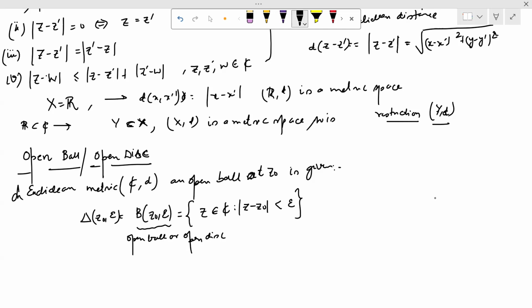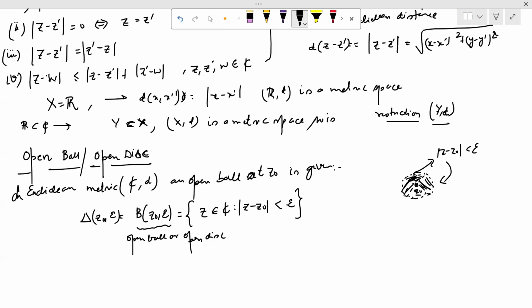What does it represent? It represents a small radius, small meaning whatever is the epsilon. Usually we take epsilon very small. This particular area, not including the boundary, this shaded region I'm drawing, happens to be mod z minus z naught less than epsilon. So this is an open ball. This represents an open ball centered at z naught with a radius epsilon. This is how you define an open ball.